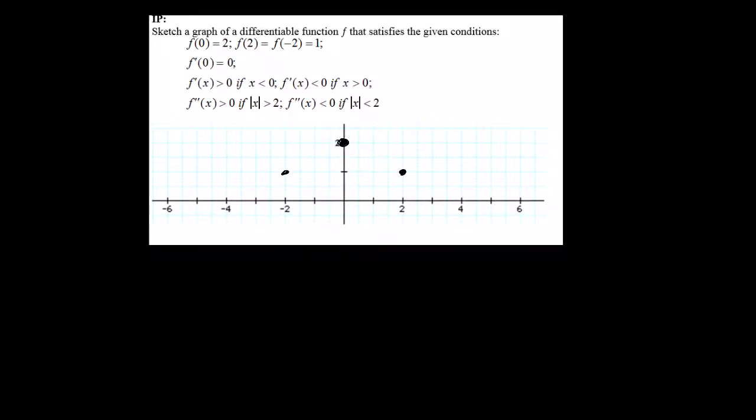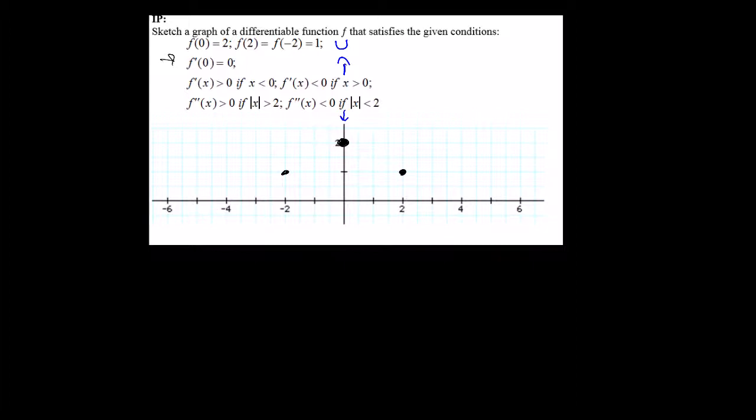We know that f prime of 0 is 0. So that means there is no slope at that point. So that means that this point is either going to be a minimum or a maximum. Let me write that somewhere where we can actually see it. So it's going to be a minimum or a maximum down at this point.